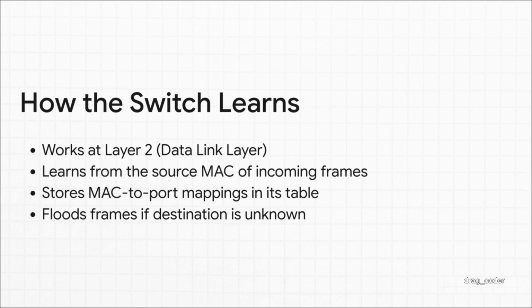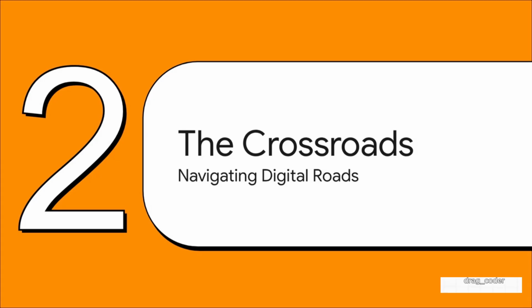Now, if it gets a packet for a device it's never seen before, it has to do the one thing it tries to avoid. It shouts to the whole class. It sends the message everywhere. But the second that device replies, the switch immediately adds it to the list, and it never has to shout for that device again. Okay, so our packet made it past the switch and got to the router.